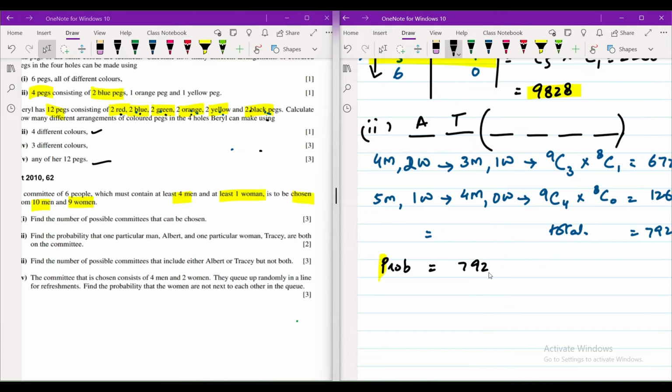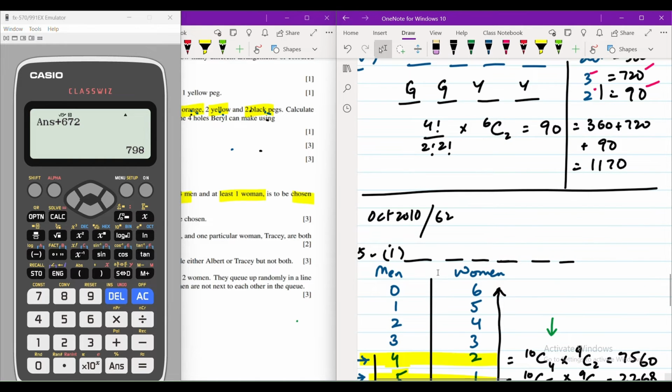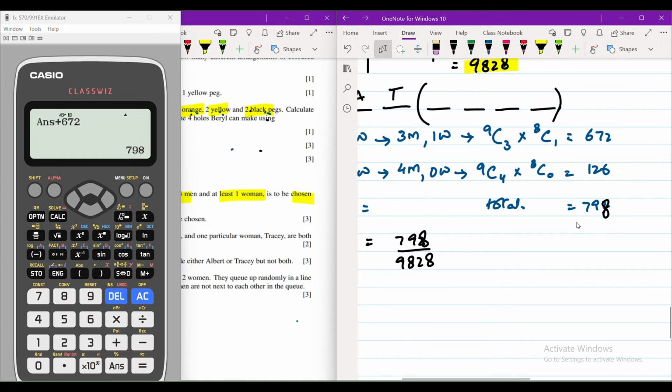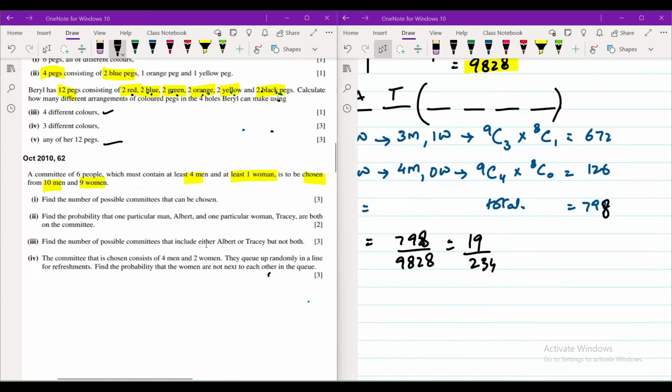this 798 divided by 9,828. 798 divided by 9828, that is 19 over 234. Right, moving on. Find the number of possible committees that include either Albert or Tracy, but not both.